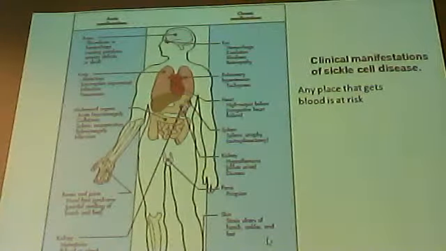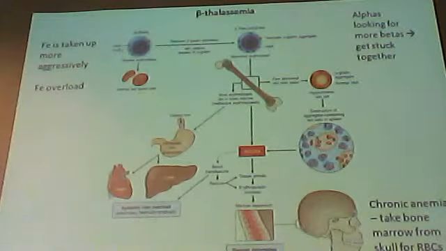Beta thalassemia. Hemoglobin is made up of 2 alpha and 2 beta subunits and 4 heme molecules. If you lose your beta component, you get a little more alpha, and the alphas look like betas and all get stuck together. You don't really need to know the biochemistry of it, but basically iron gets taken up really aggressively and you have an iron overload, and with that iron overload you need more blood to deal with it.